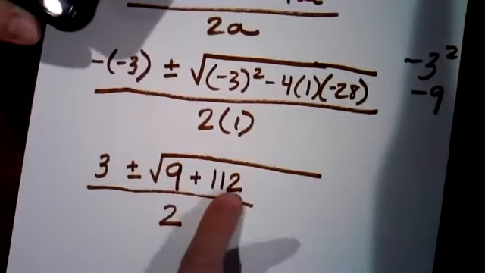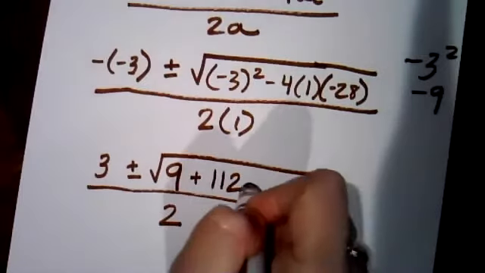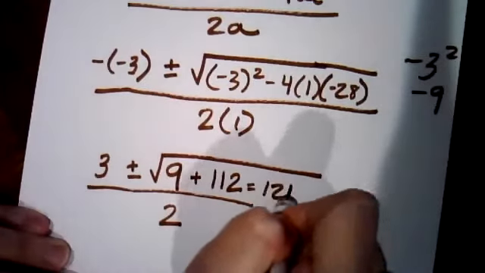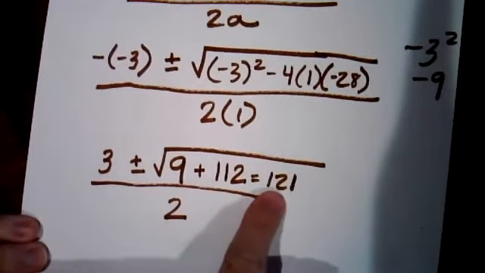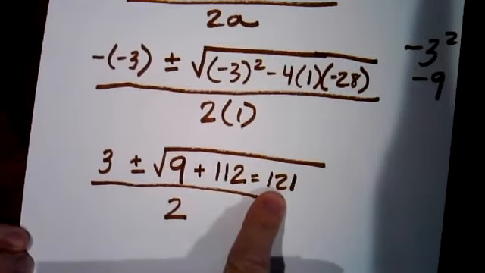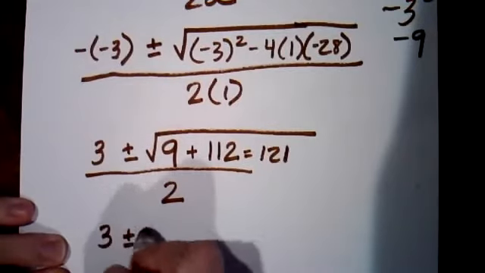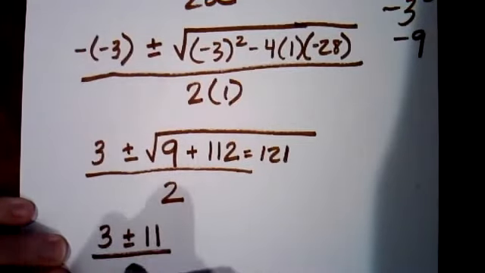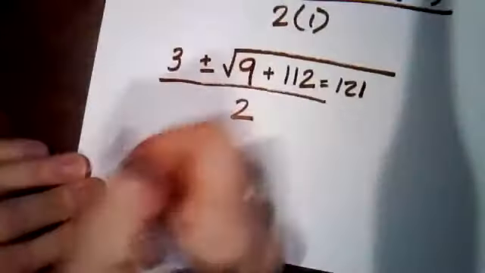Now let's figure out what this is right here. 112 plus your 9 gives you 121. That's what's underneath the radical. Now, what is the square root of 121? It's 11. So let's do this: 3 plus or minus 11 all over 2. Now, do you see this? This is equal to x.